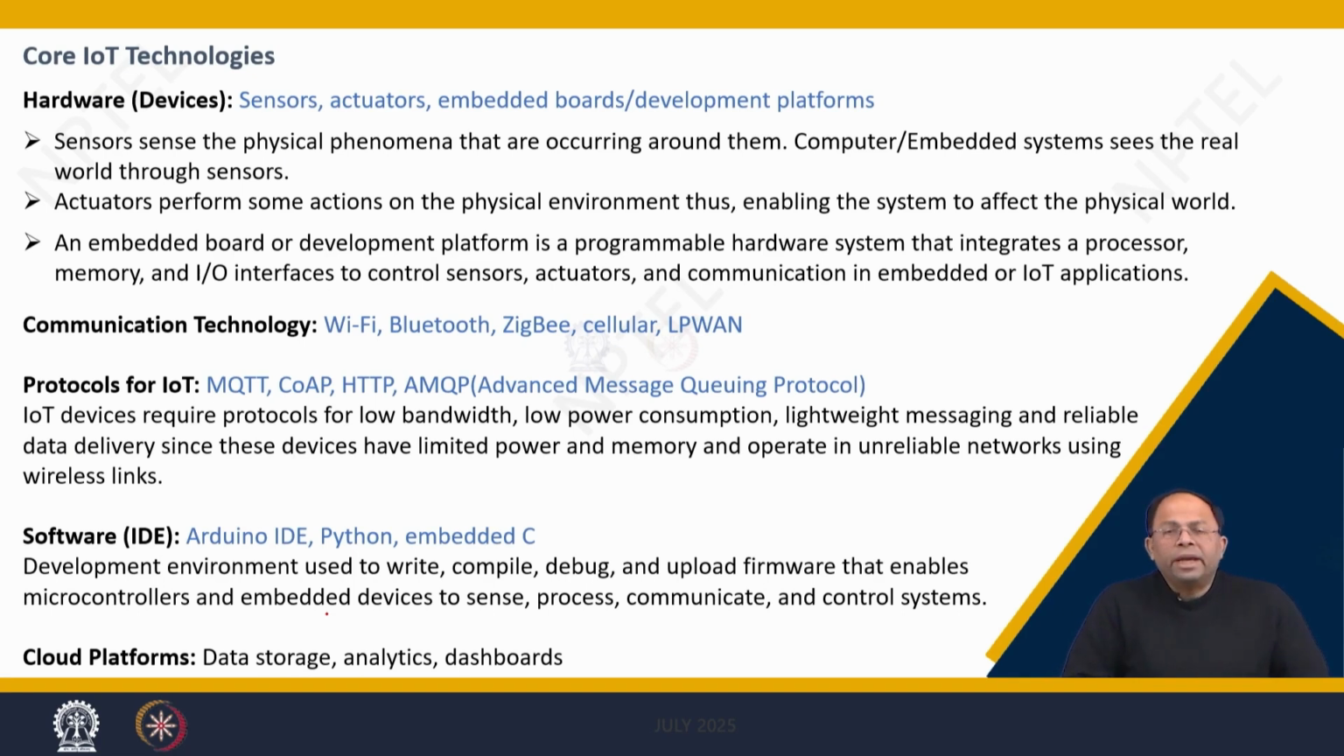So looking into the different core IoT technologies, we start with the hardware, of course, the devices which are involved. That involves sensors, actuators, embedded boards or development platforms. So three parts, right? Embedded board means it's a circuit which has got a microcontroller and so many other things which help to connect sensors or send the information via serial port.